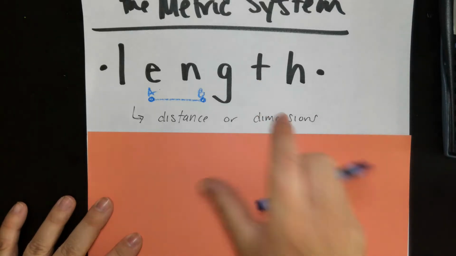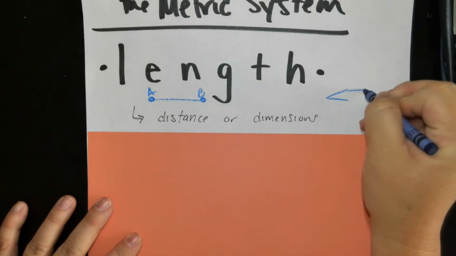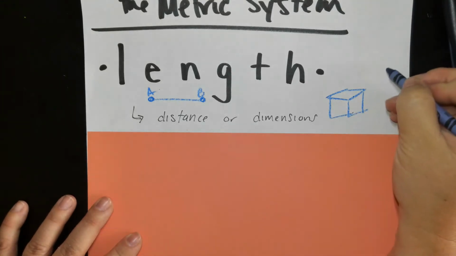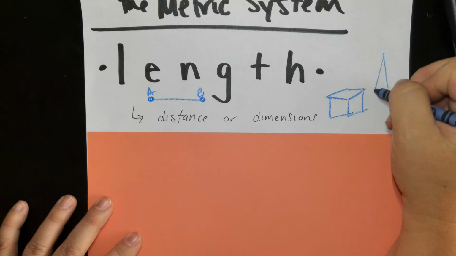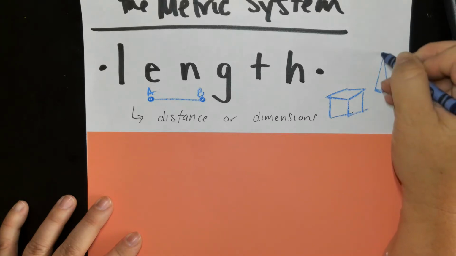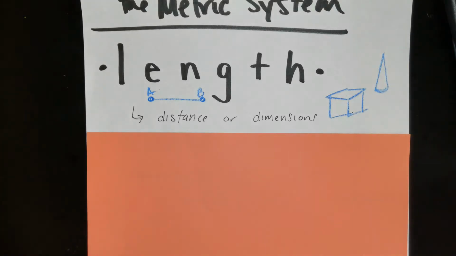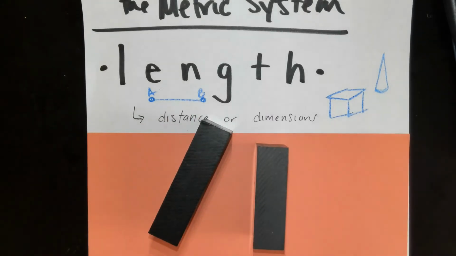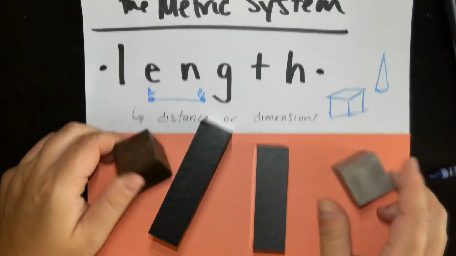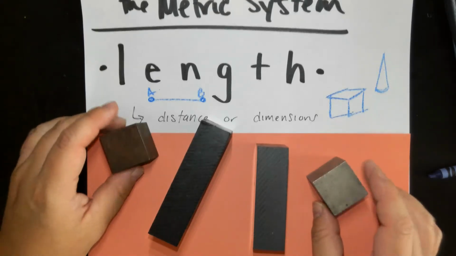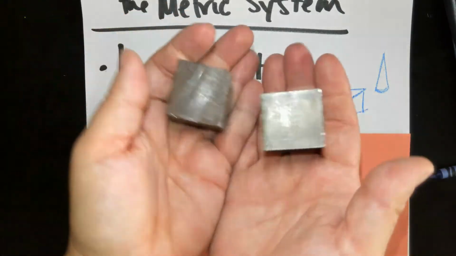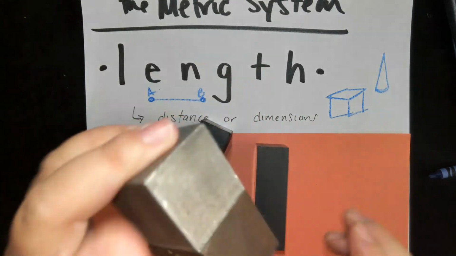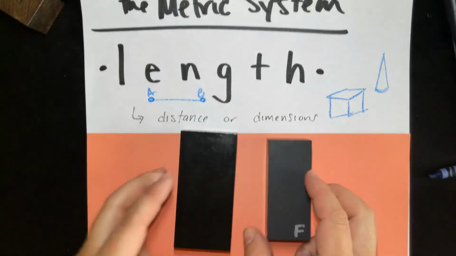We can also use length to measure dimensions, and so you can measure the sides of a cube. You could measure, if you have a cylinder, a cone, you could look at a pyramid. Some objects that we will eventually measure the length of the sides for in this class are these different 3D objects. We have two different cubes here. They are different colors. You can see that here. They're approximately the same size, but we'll use this in a later investigation.